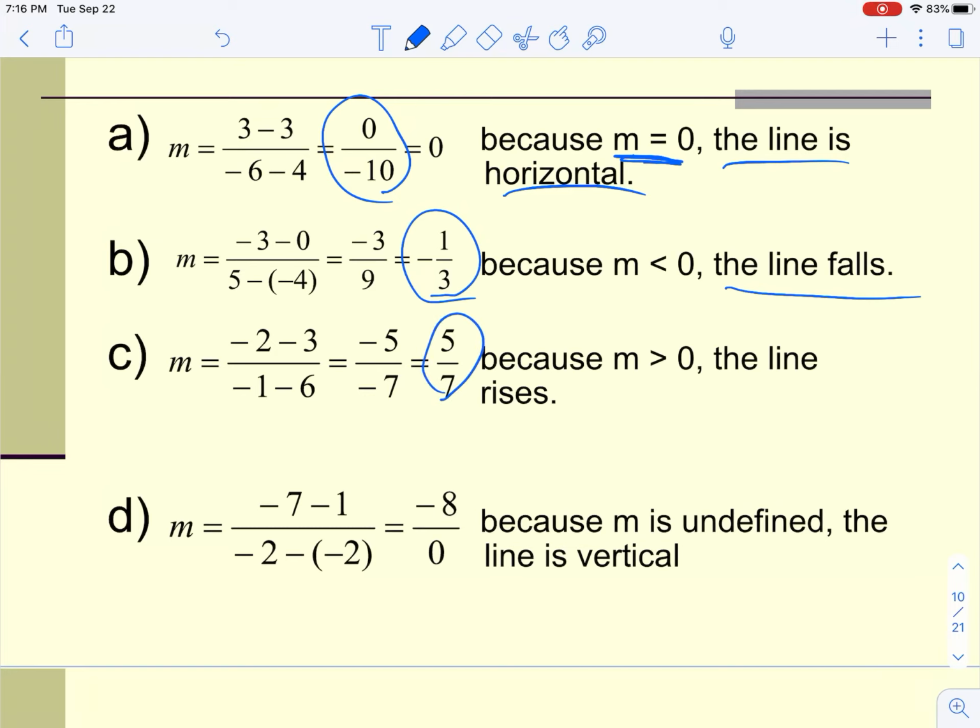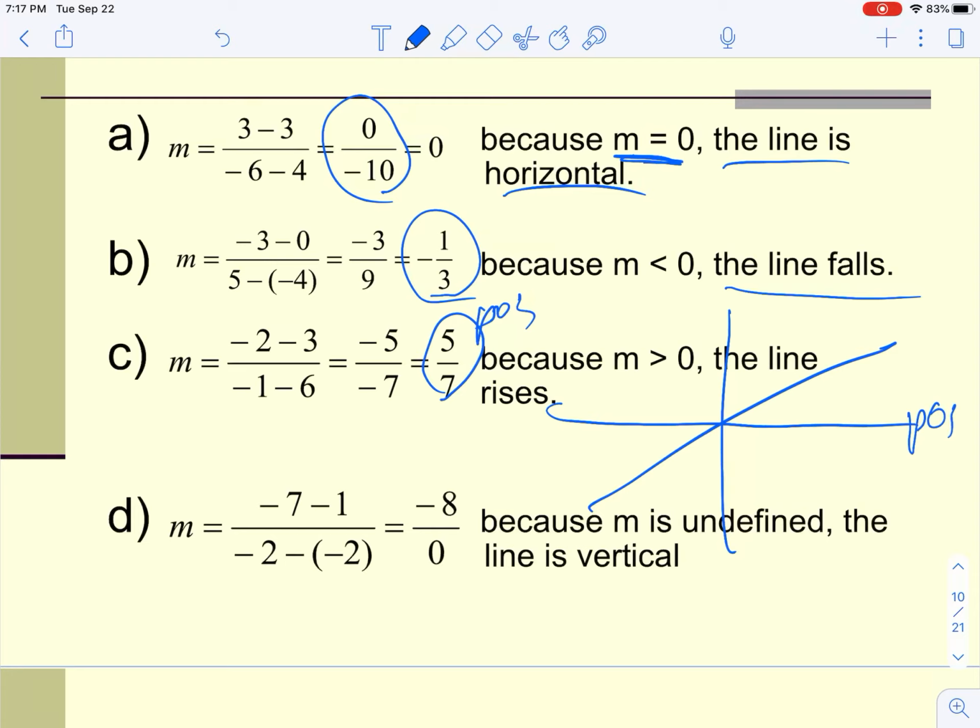And then the next one, you get a different slope here of 5/7, no matter how you subtract. And it's a positive number, and so it's leaning this way. If this is our axis, it's leaning to the right, or the positive end of the x-axis.